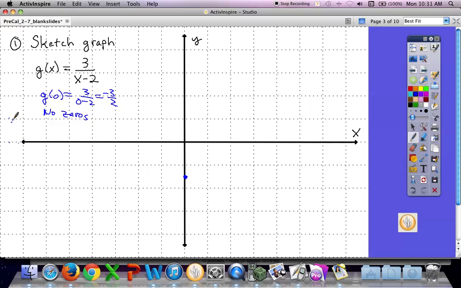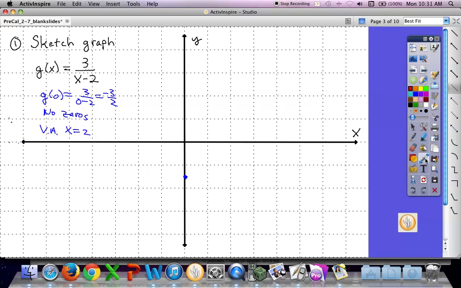How about any vertical asymptotes? That would be the zeros of the denominator. Look at that right there. What's the 0? 2, right? So the vertical asymptote is x equals 2. So let me put that on the graph. Got that, x equals 2.